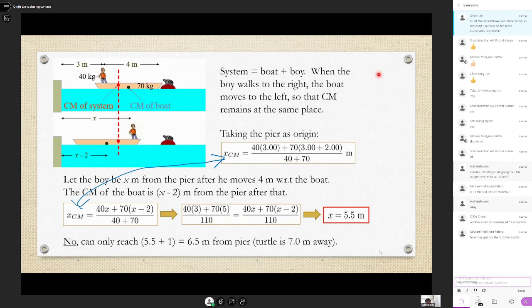How many questions? There are 7 questions to be completed within 3.5 hours. So each question on average, you will need to complete within 30 minutes. Yeah, half an hour.